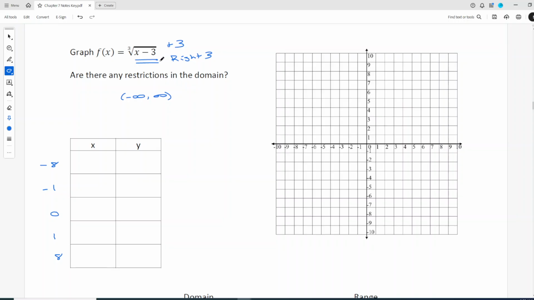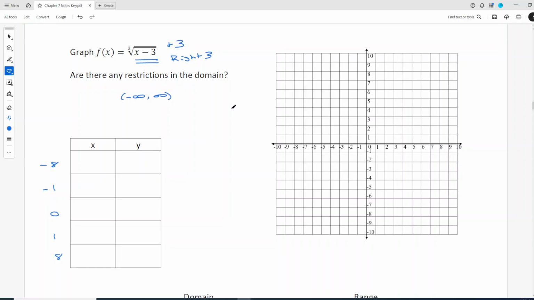Now, I'm doing this assuming that you can all follow it. If you're lost at all, I mean, you can really just pick any x values you want, right? I mean, there's nothing wrong with picking negative 8 and plugging that in as it is, but then you're going to be taking this cubed root of negative 11, and you're not going to want to graph it.